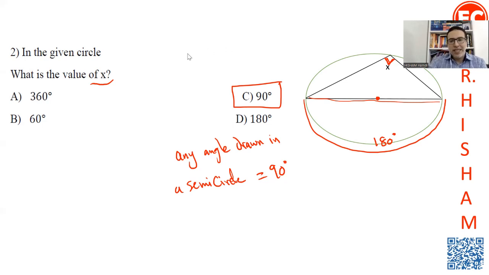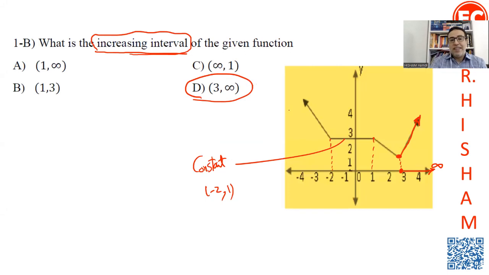In the increasing interval or decreasing interval, the point is a turning point. Thanks for this question. It's not closed because at the point 3, it's a turning point, and the turning point doesn't belong to the increasing or decreasing. So that's why it's open.